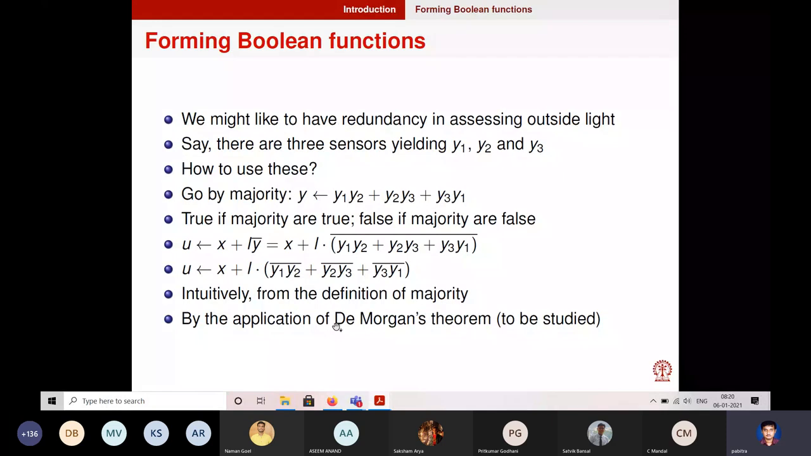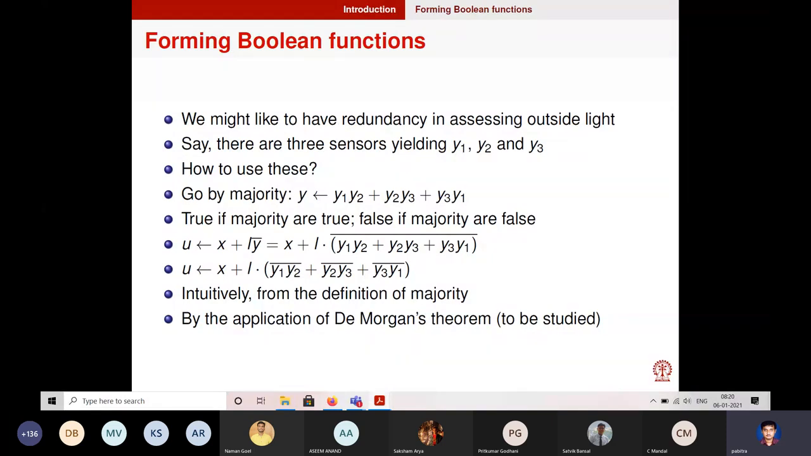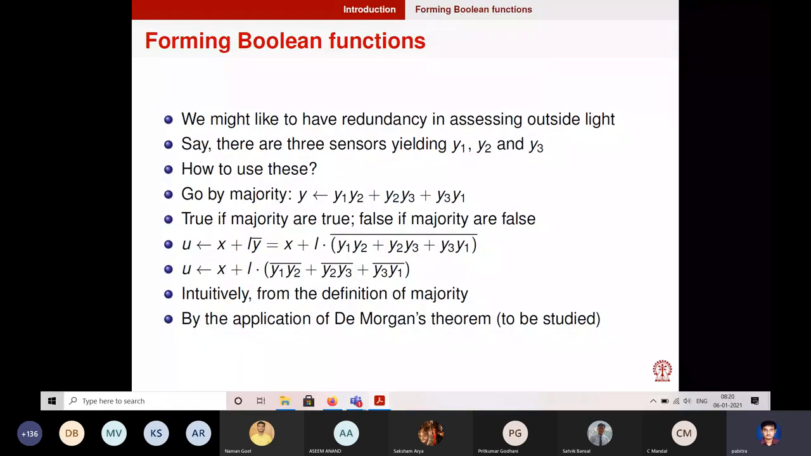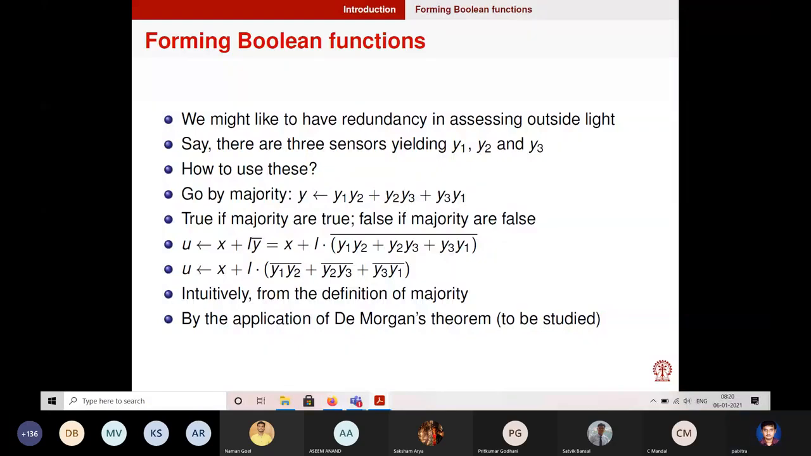x plus L times y bar, which is when the light should turn on, bulb should turn on. You replace y bar, because now y is not so easy to get. You have to get it by the majority of 3 values, y1, y2, y3. Y bar is the complement of this entire thing, y1 y2 plus y2 y3 plus y3 y1.